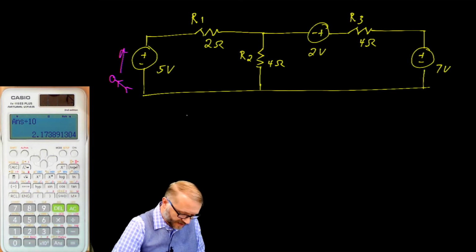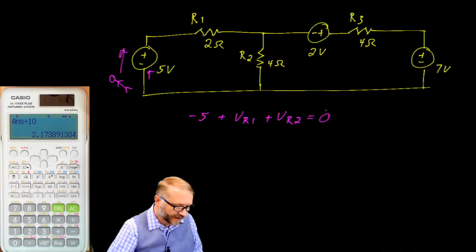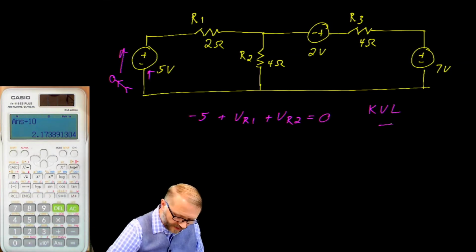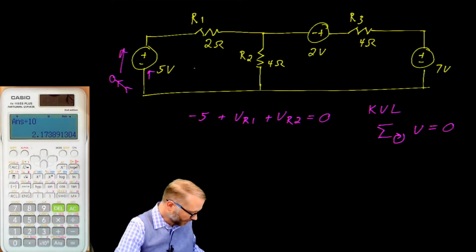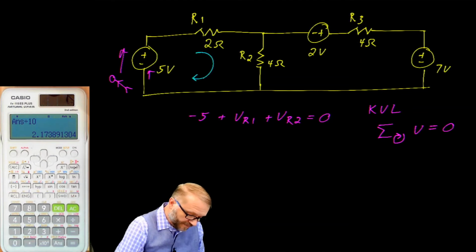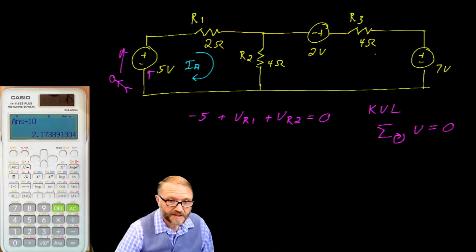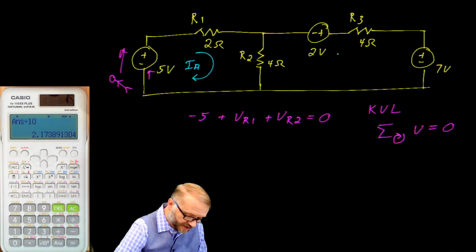We can say that -5, because we're walking in on the negative terminal of this power supply, plus the voltage on R1 plus the voltage on R2 is equal to 0. And you'll recognize that as Kirchhoff's voltage law, where the summation of the voltages on a closed loop is equal to 0. Okay, and again, all we did was we walked this loop. Another way of saying that is that we have a current A that's flowing in this loop. That takes care of part of the circuit, but now we're interested in the other part.